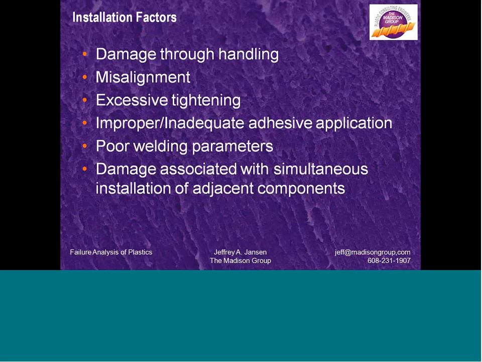You can get damage through handling. You can have misalignment. So think about, in this case, a piping system where you're going to join two sets of pipes with a fitting. If they're not aligned properly, there can be a lot of stress on that junction. You can get excessive tightening, improper or inadequate adhesive application, poor welding parameters for things that are joined out in the field, and damage associated with simultaneous installation of adjacent components where there might be some chemicals used or other components might be cleaned and those chemicals get onto the component that's already in service or being installed.